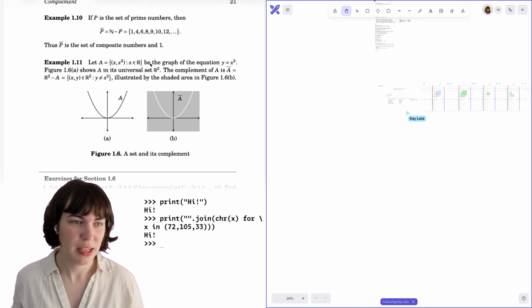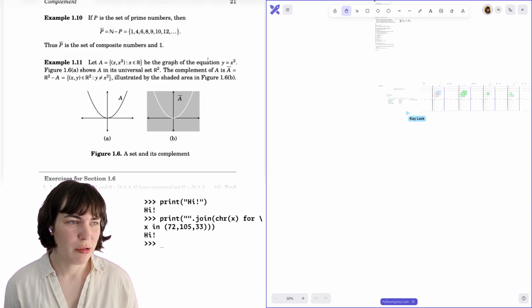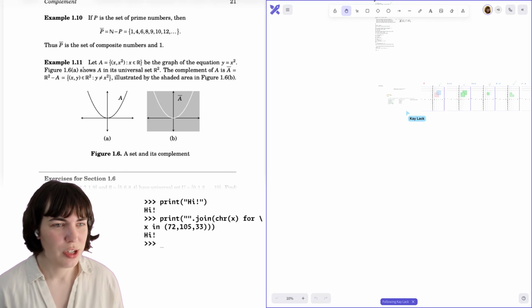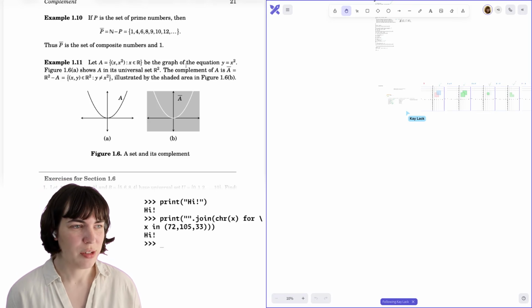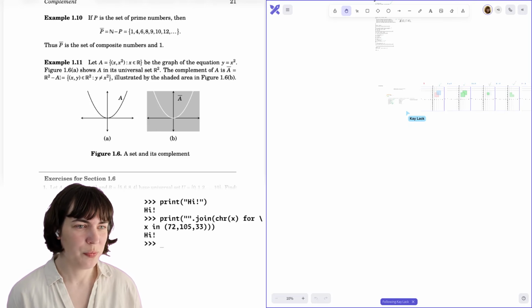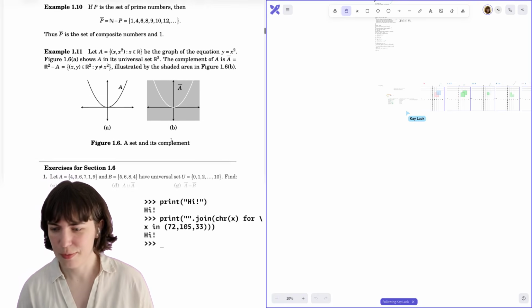Example 1.11. Let A equal the set of x and x squared in the real numbers, the graph of the equation y equals x squared. Figure 1.6a shows A in its universal set R squared. The complement of A, A bar, equals R squared minus A, equals the set of x and y's where y is not equal to x squared, as illustrated by the shaded area here. Okay, makes sense.